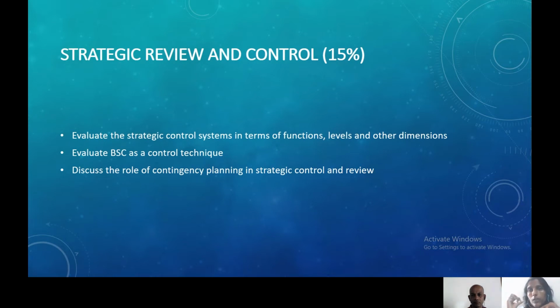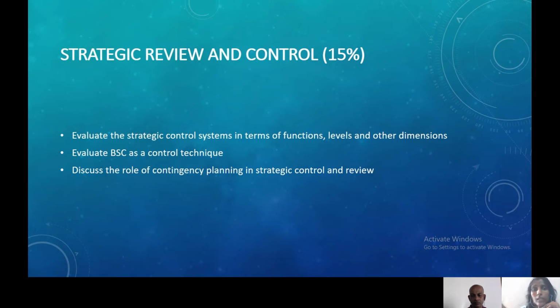When you implement, you definitely need to have review and control. Why? When we implement a strategy, we implement it to achieve certain goals and objectives. So while implementing, we have to see whether we are achieving the set goals and objectives. In order to do that, we need strategic review and control. It's the last step and it contains 15% of your syllabus.